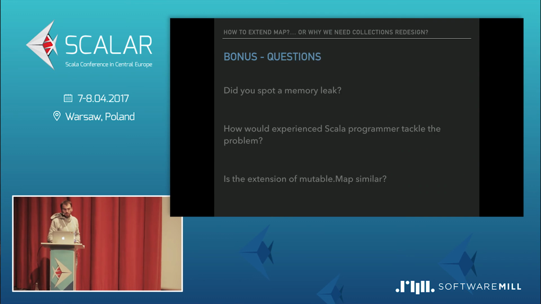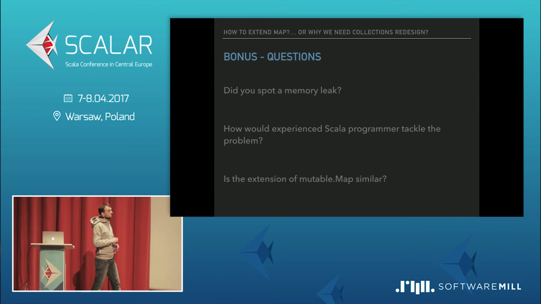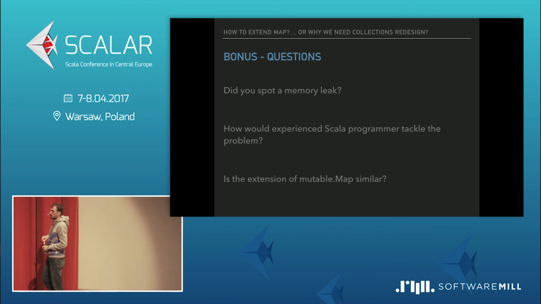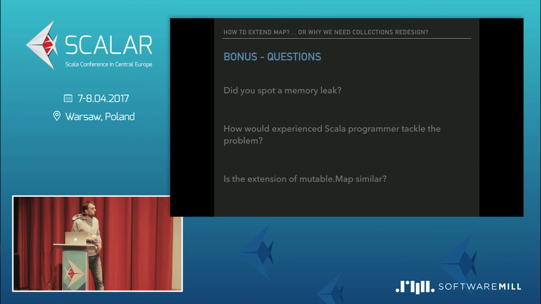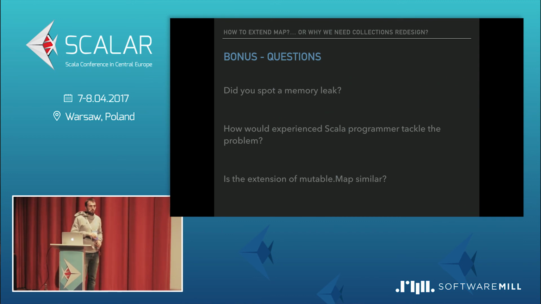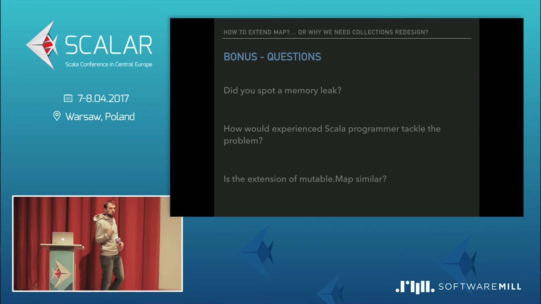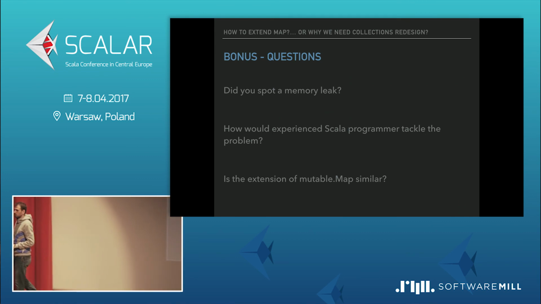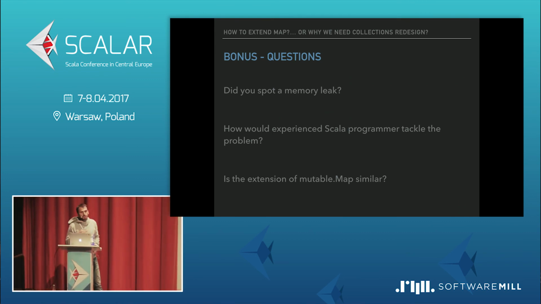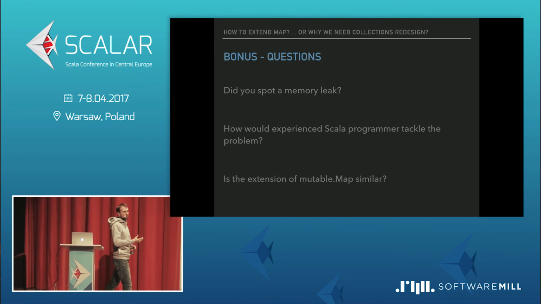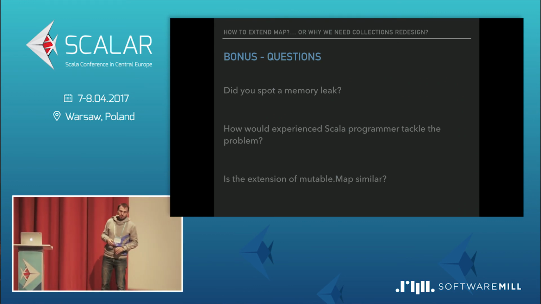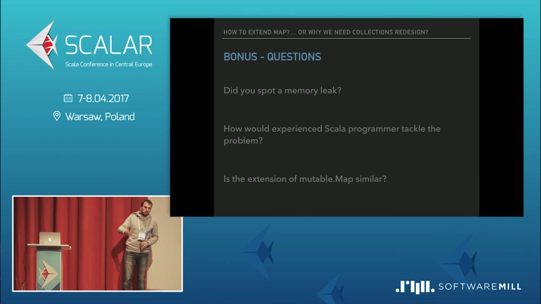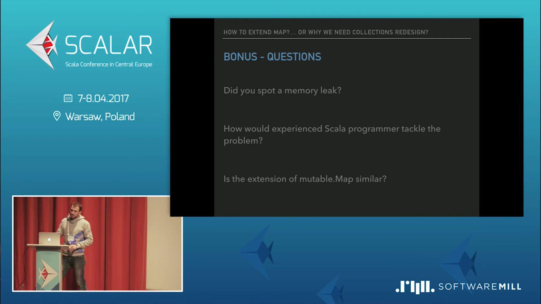Okay, and so last question, is the extension of a mutable map similar? Not quite actually. So probably some of the code would be similar, and the knowledge you have after implementing the immutable one, but there is a bunch of things that are different, starting from methods that you have to override. There is no plus in the immutable map, but there is plus equal, right?